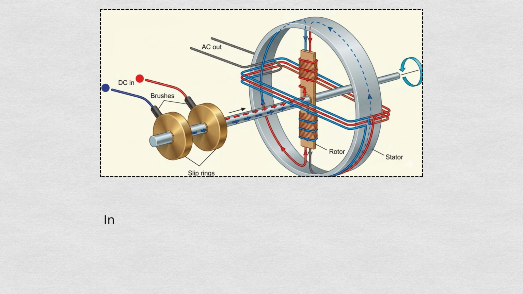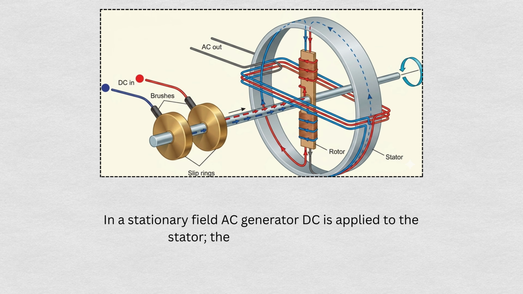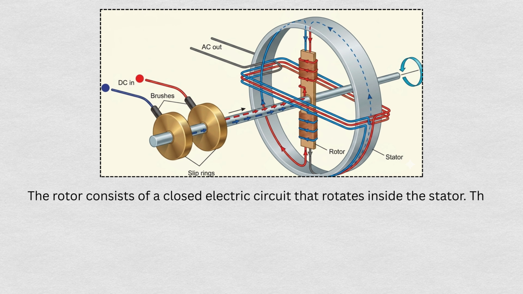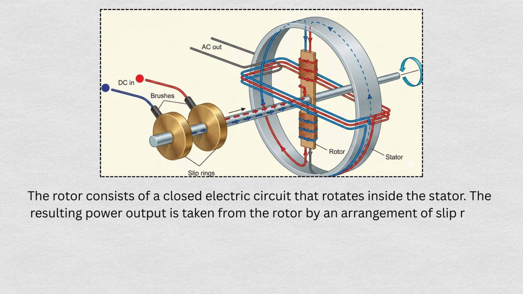Generators may be classified as stationary or rotating field generators, depending on where the DC is applied. In a stationary field AC generator, DC is applied to the stator. The field does not rotate. The rotor consists of a closed electric circuit that rotates inside the stator. The resulting power output is taken from the rotor by an arrangement of slip rings and brushes.